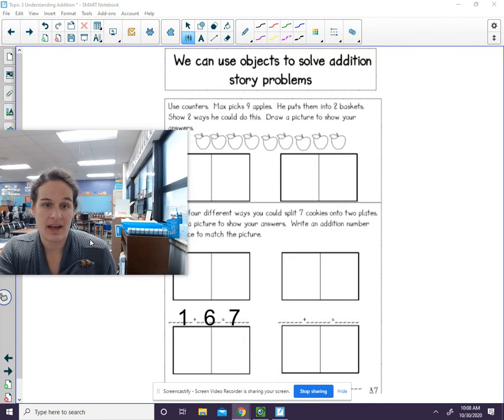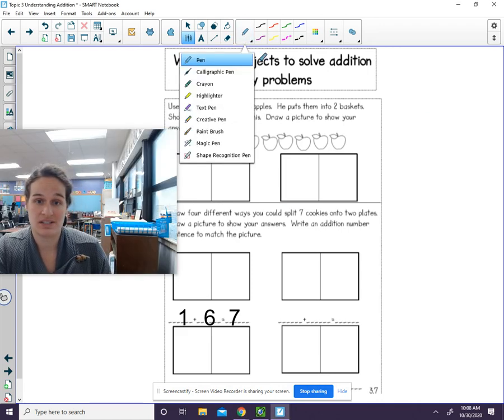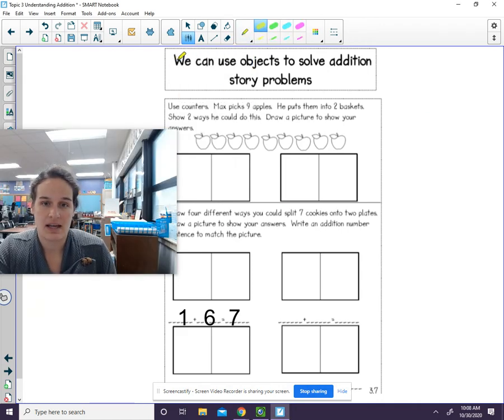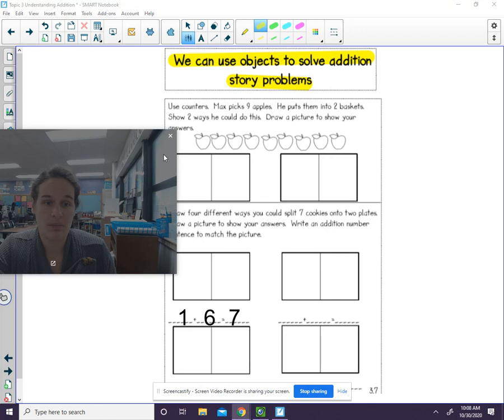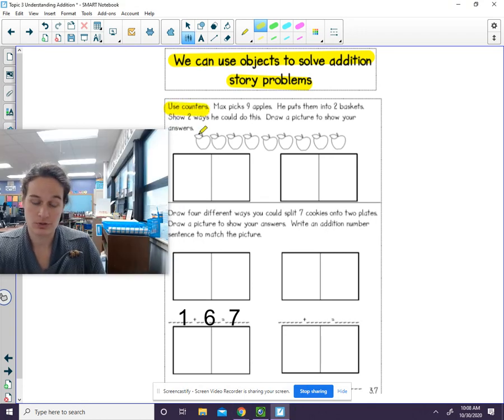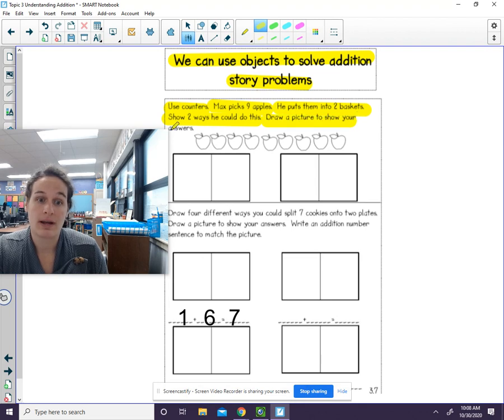Now if we take a look at our math worksheet today, again, you're going to use Skittles to help you. It says we can use objects to solve addition story problems. Our first problem says use counters. You'll use your Skittles. Max picks 9 apples, so you're going to start with 9 Skittles. He puts them into 2 baskets. Show 2 ways he could do this. Draw a picture to show your answers. So you're going to do that with your Skittles. You'll get 9 Skittles and you'll break them into 2 groups, but different ways for each of these boxes, just like we did on the other page.